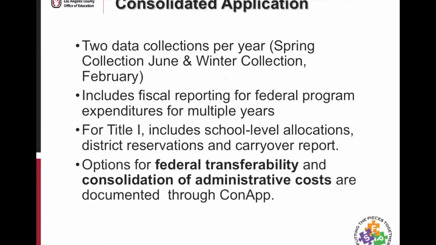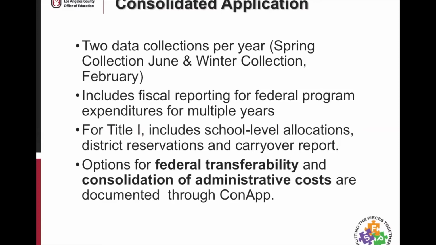Okay, next slide, we're going to look at how it operates. It comes in 2 data collections. There's one in June. It's called the spring submission, and the winter data collection is done in February, due on February 28th. And it includes fiscal reporting for multiple years. So it's important to keep in mind that you have to keep your fiscal years separate. Sometimes we've had new fiscal folks who don't understand the importance of maintaining separate, distinct reporting categories for each year of the grant.